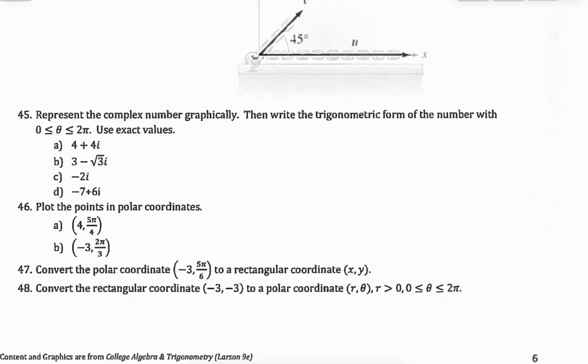It says, represent the complex numbers graphically, then write the trig form of the numbers between 0 and 2 pi. So 4 plus 4i. This is your real axis, so the x-axis represents your reals. This is your imaginary axis. So you're going to go 4 to the right, 4 up, you're going to put a dot. Now, if you wanted to represent that as a vector, you could do that. That's it. That's how you graph them.